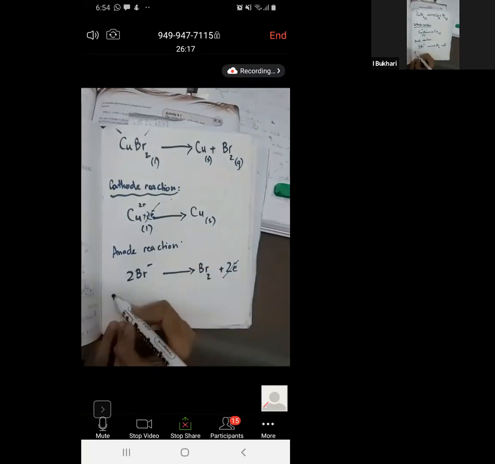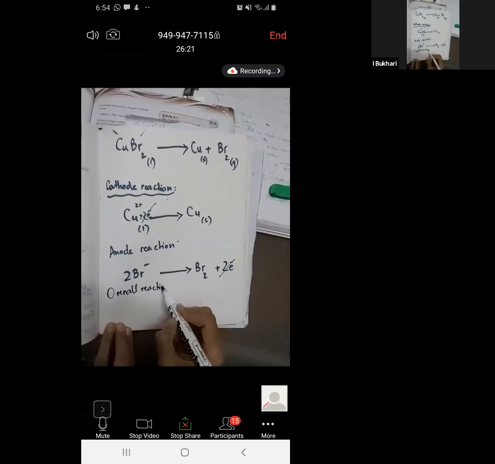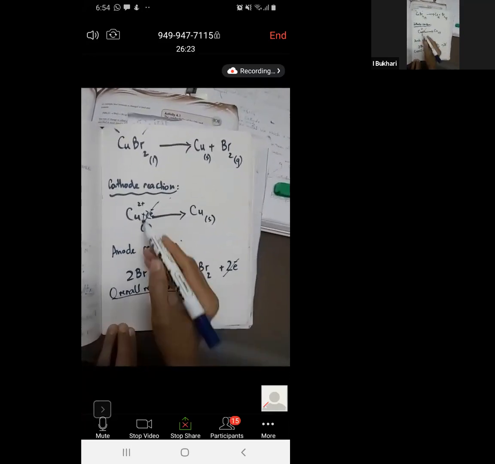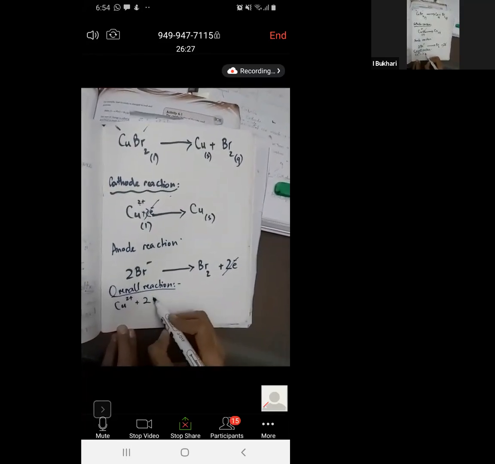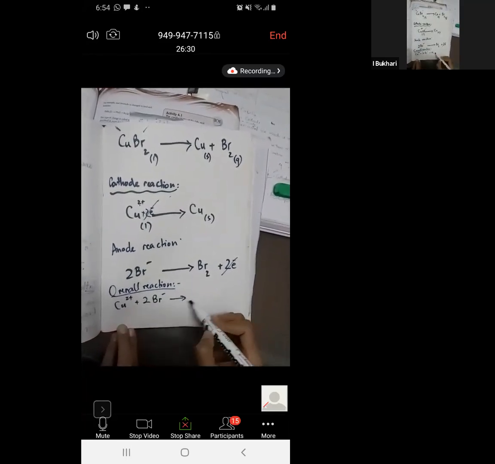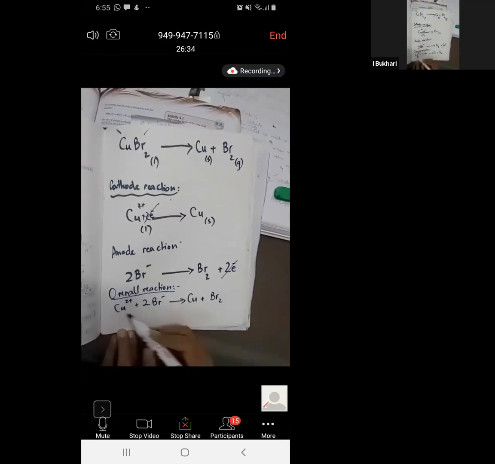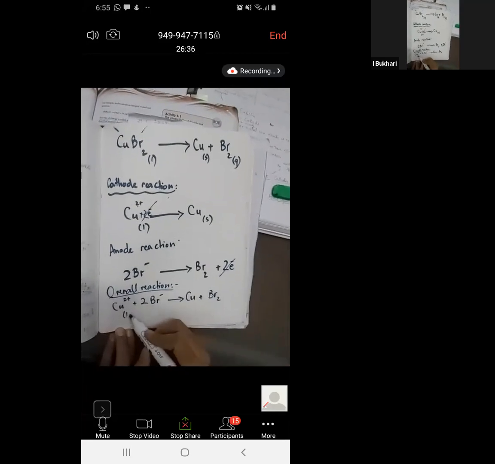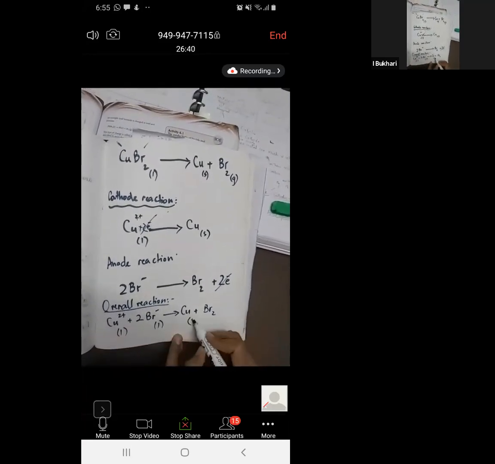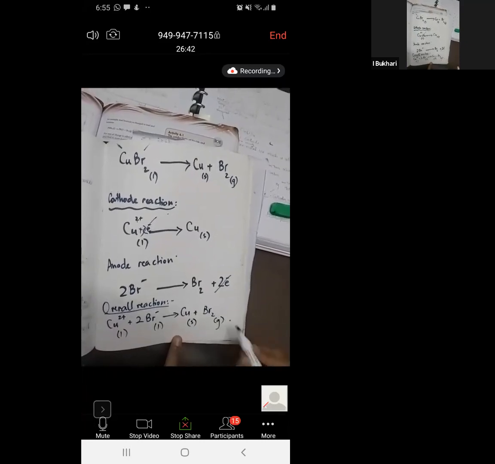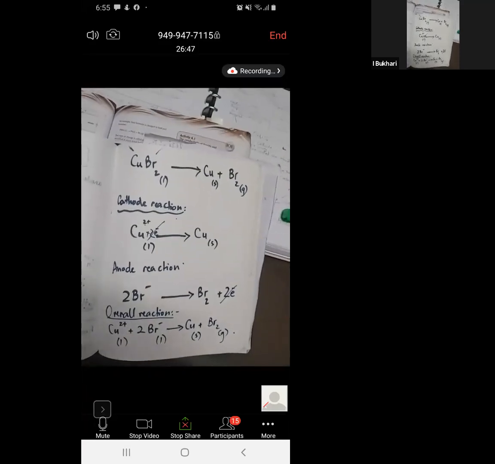Now I will add, the overall reaction would be copper 2+ plus 2 bromide, giving me copper plus bromine. And I will write down their state symbols: liquid, because this was molten, and solid, and this is gas. This is how I got the overall reaction.